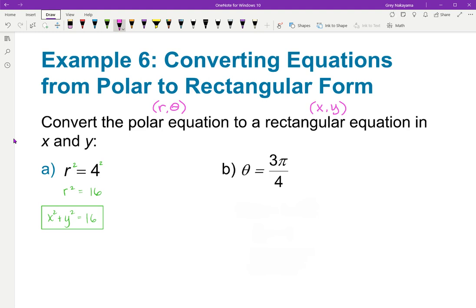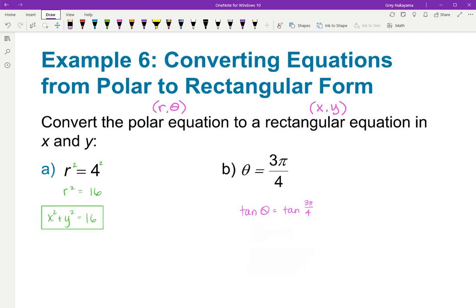Theta equals 3 pi over 4. Okay, in this particular example, you've got to remember, these are the kind of things you just got to know what to do when it says theta equals 3 pi over 4. I'm going to take the tangent of both sides. Tangent of theta equals the tangent of 3 pi over 4.